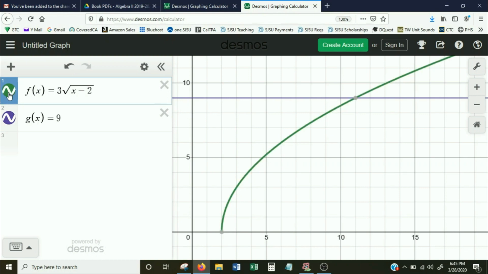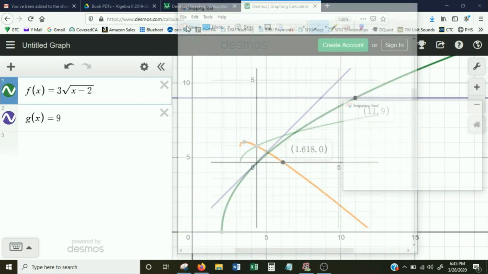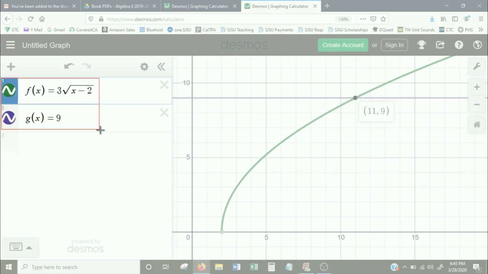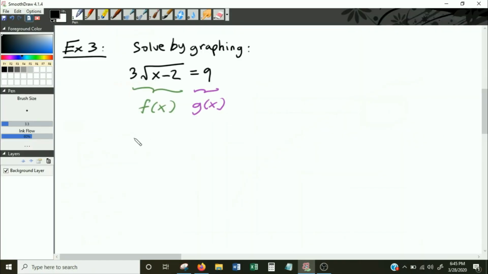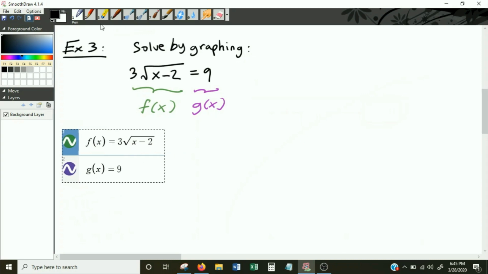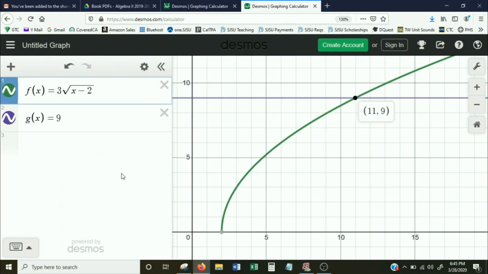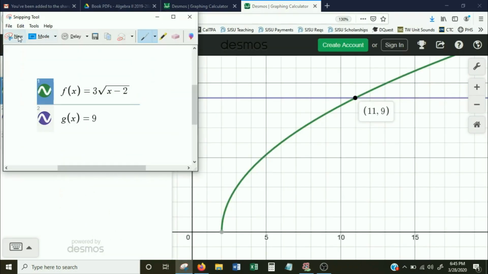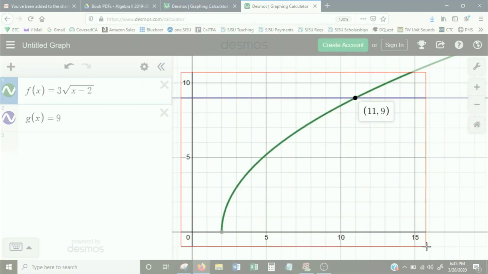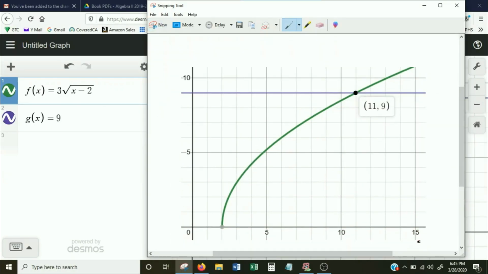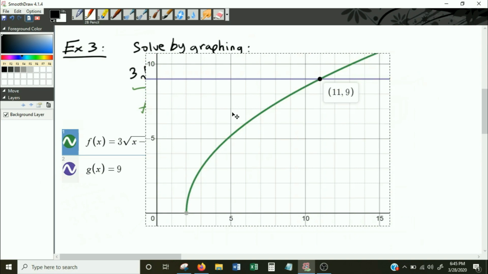When I have both of them together and I click on this middle point, it tells me what the value is at x and what it is at y. So the x value is 11 and the y value is 9. I'm going to take these pictures and paste them into our document. I'm using the snipping tool to do that. You don't have to, but I'm just showing you how to do it.